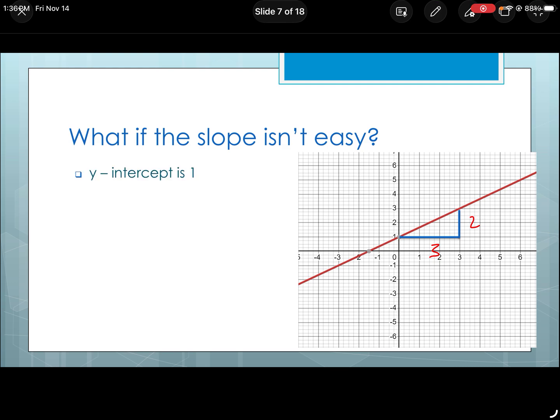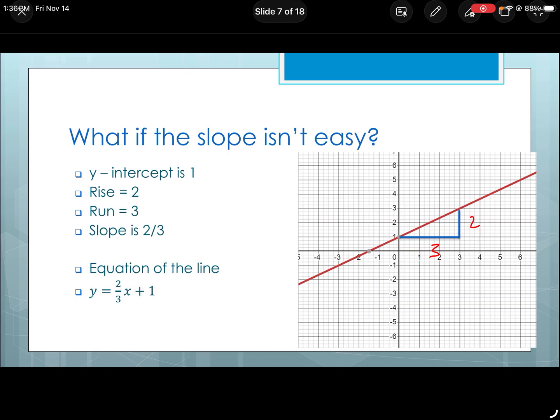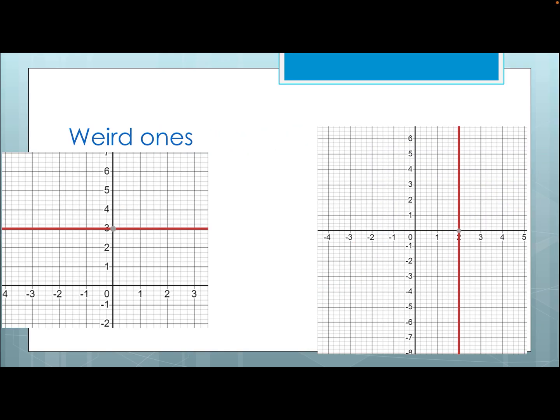So for this one, the y-intercept is still 1. The rise is 2. The run is 3. So my slope is 2 over 3. So my equation of our line is y equals 2 over 3x plus 1. Same idea. Nobody cares that it's a fraction. It's okay. Okay. Last thing that we're going through before you have a go.